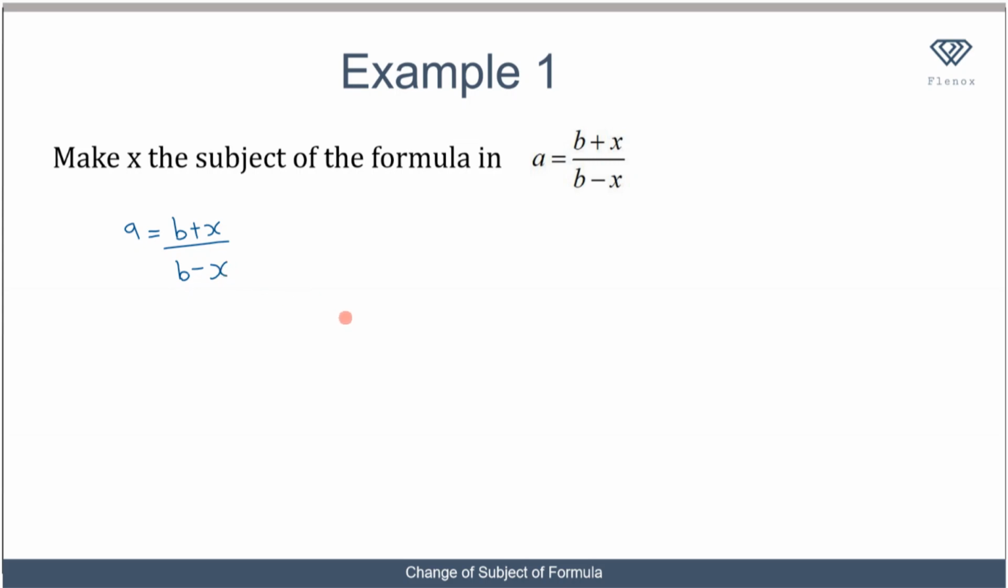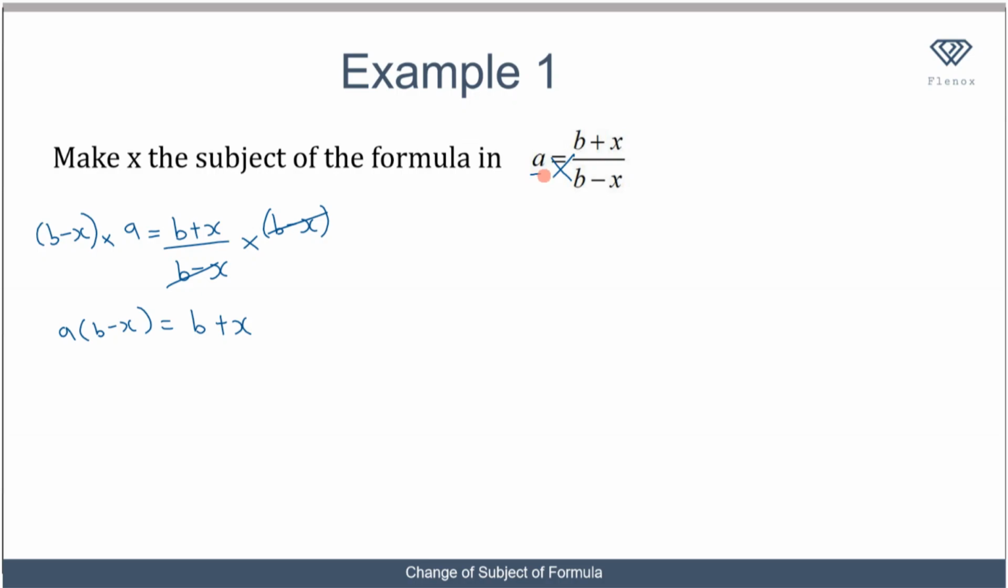So what's the first thing we need to do? We need to make sure that only x is on one side of the equation, and the first thing we have to do is multiply both sides by b minus x. So if we multiply both sides by b minus x, this cancels, so I'm left with a into bracket b minus x is equal to b plus x. If you notice, this expression here is the same thing that I got when we say cross multiply. So sometimes we just cross multiply without knowing what it means.